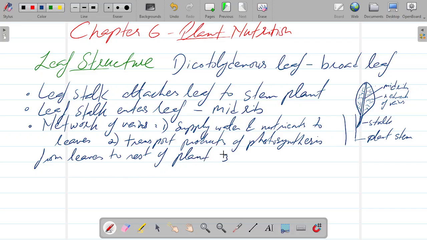And they also provide structural support. So they're sort of like the skeleton of the leaf, right? And so they're spread throughout the leaf, and that helps the leaf maintain its shape and structure. Because inside the leaf, as we'll just see, right, it's all soft tissue.